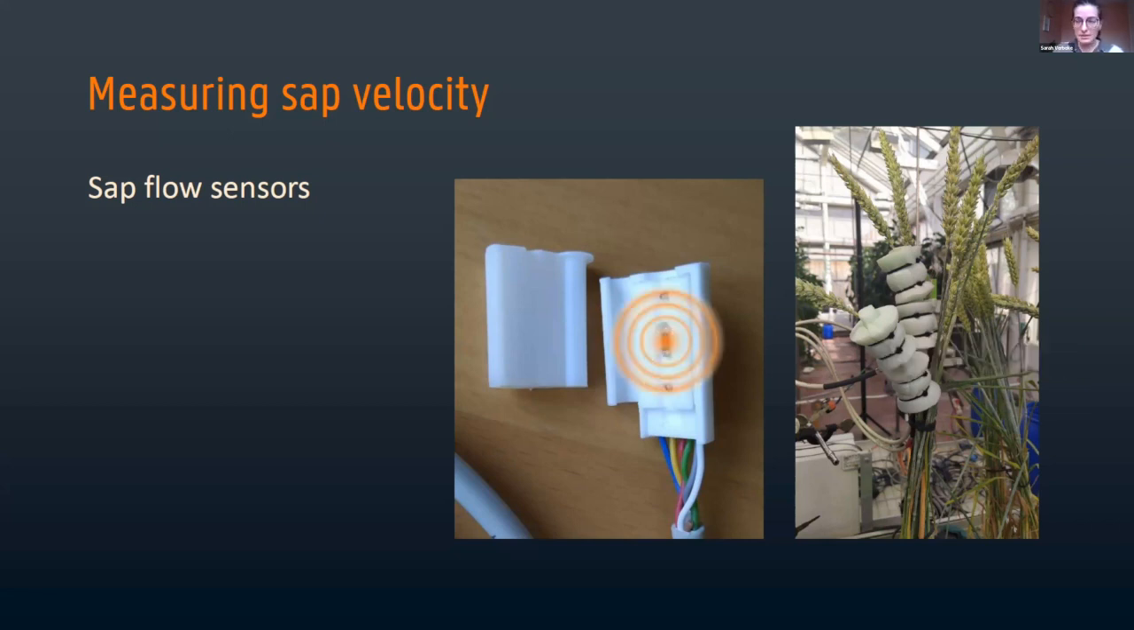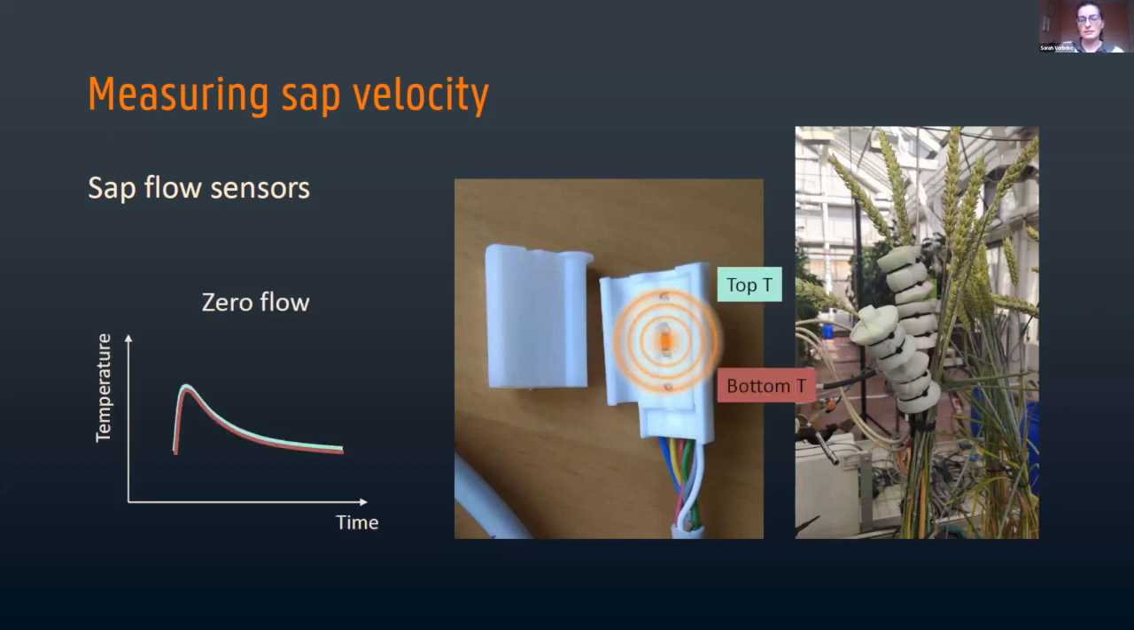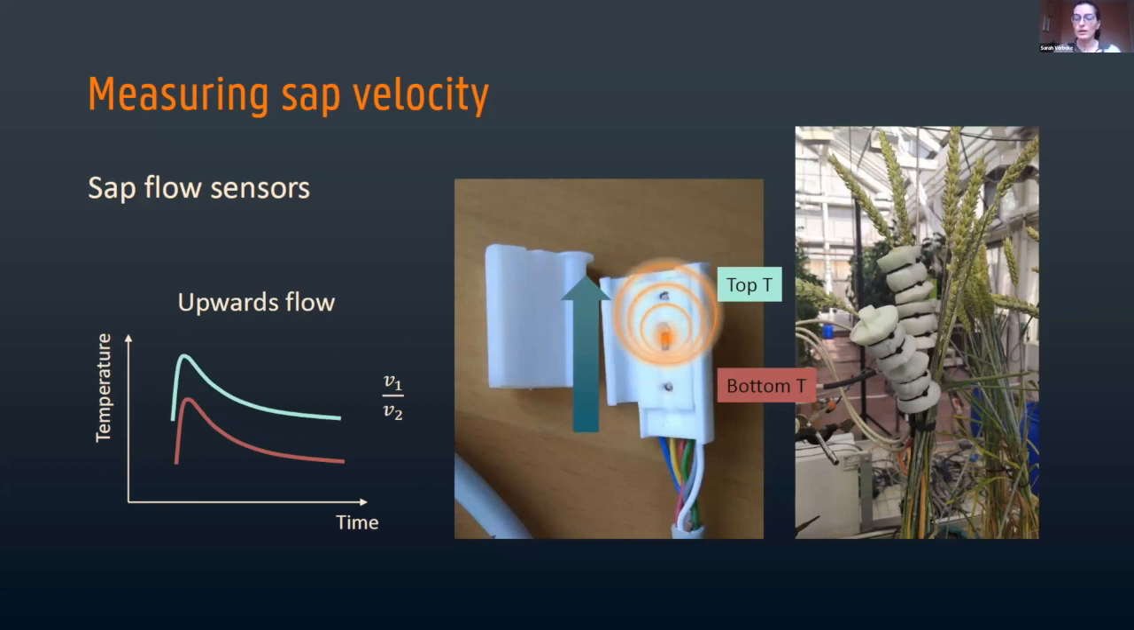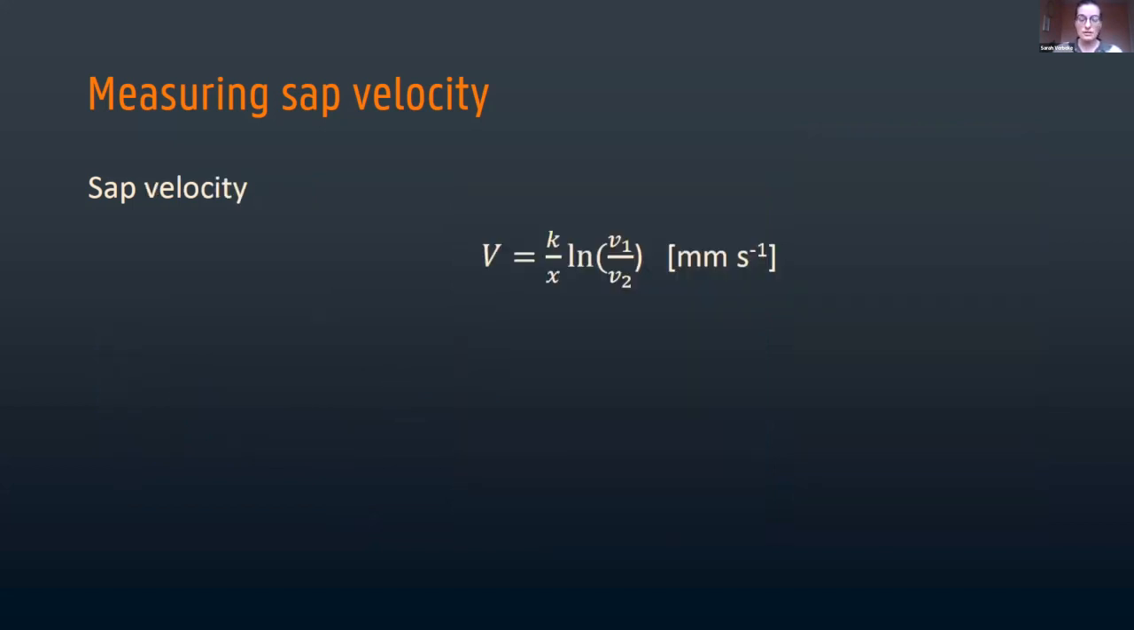So the thermistor sends out a heat pulse, and if there's no flow, then this pulse reaches the top and the bottom sensor at the same time and with the same temperature. So the graph would look like the graph on the left. But if there is sap flow going on in the stem, then the heat pulse is dragged along with the sap, and then the heat that is reached in the top sensor is a little bit higher than in the bottom sensor. And this allows us to calculate a certain ratio from the raw data. And this ratio is then used to calculate sap velocity.